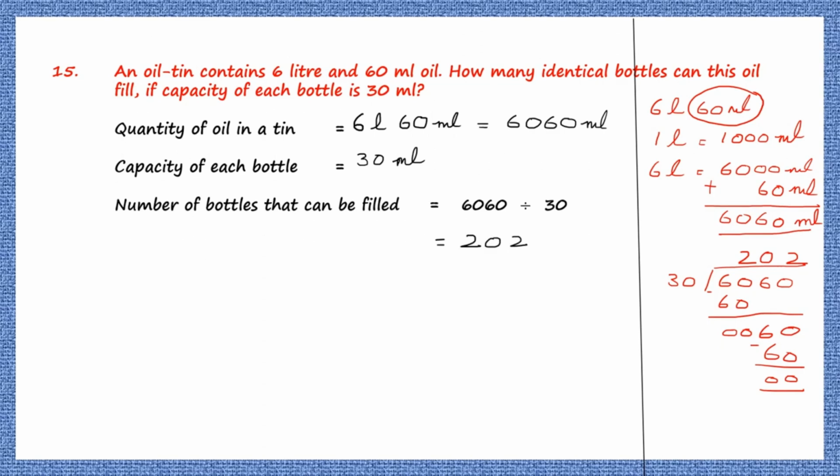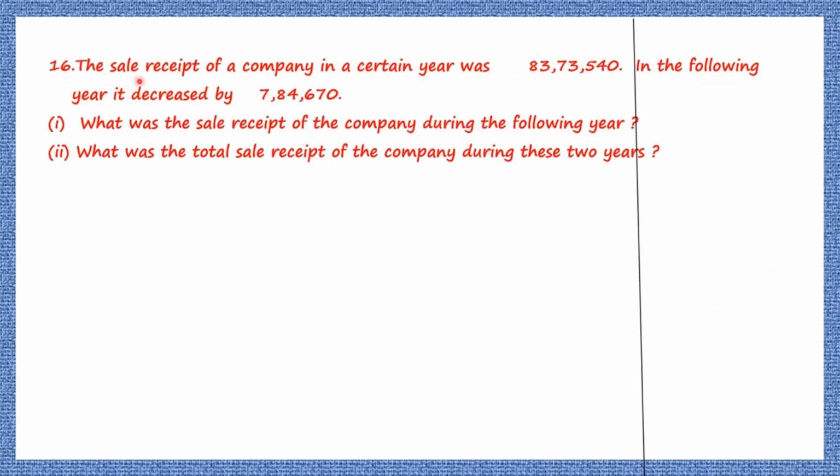That means the number of bottles that can be filled is 202. Question 16. The sale receipt of a company in a certain year was 83,73,540 rupees. In the following year, it decreased by 7,84,670 rupees. Now we have to answer two questions. First one, what was the sale receipt of the company during the following year? So we only know that in the following year it decreased by so much, but we don't know what it was during that year.